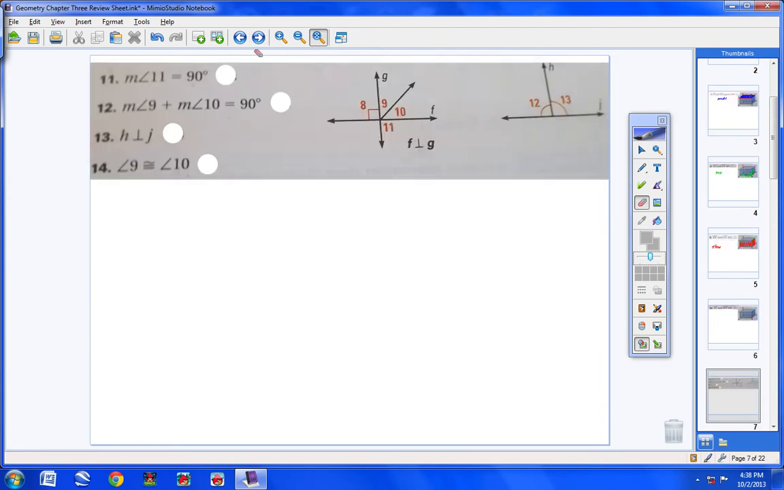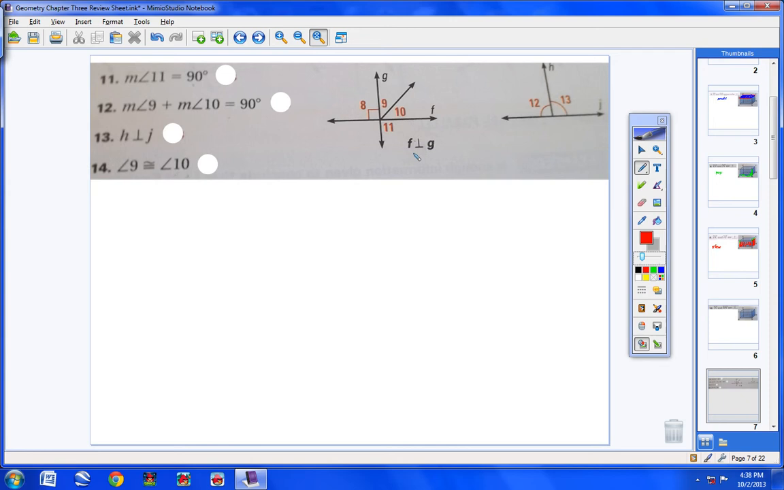Okay, moving on to numbers 11 through 14. I'll read the directions out loud. Determine whether enough information is given to conclude that the statement is true. So let's start off with number 11. The measure of angle 11 equals 90. Now, students, don't go by what it looks like. Go by your postulates, theorems, corollaries, and definitions that you have learned, or hopefully have learned.